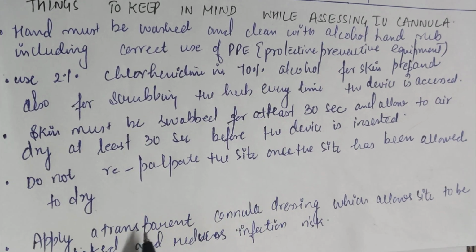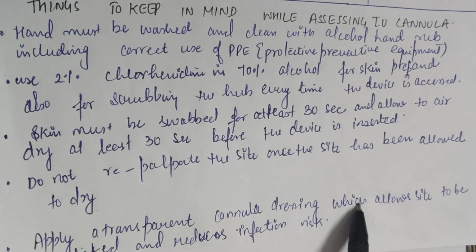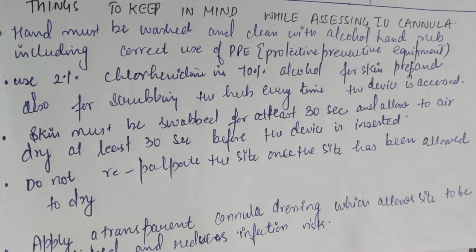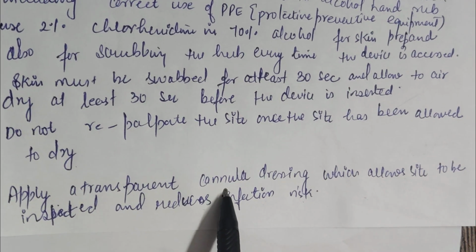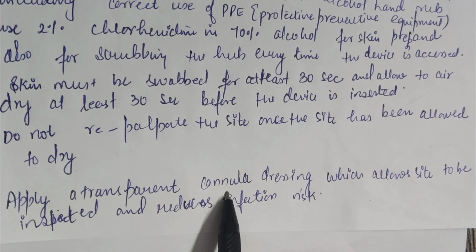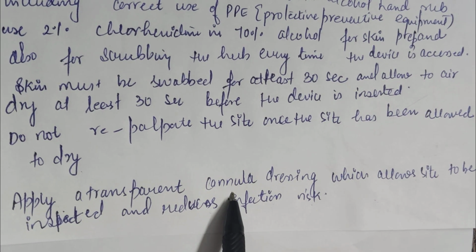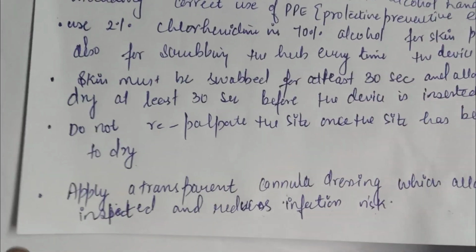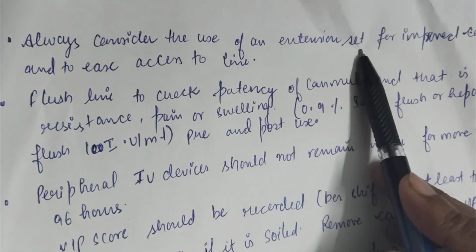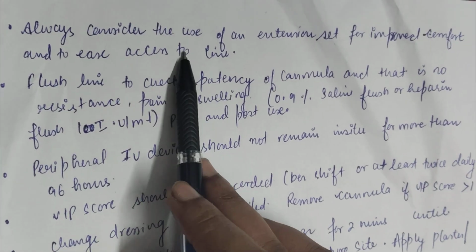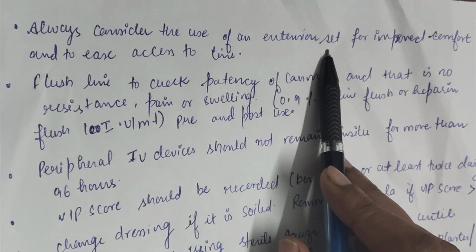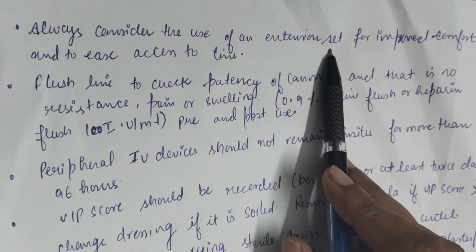Okay, apply a transparent cannula dressing which allows the site to be inspected and reduces infection risk. Always use a transparent cannula dressing so that we can easily assess the site for any redness or swelling. Next, always consider the use of an extension set for improved comfort and to ease access to the line. For this extension set, we can use things like BD connectors on the line.